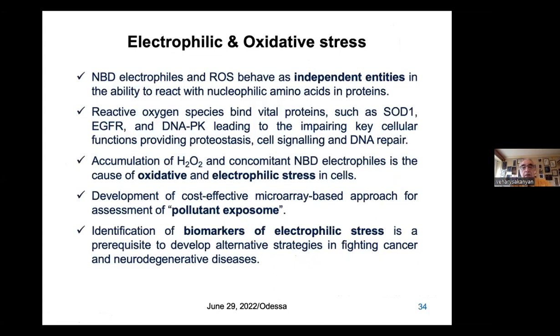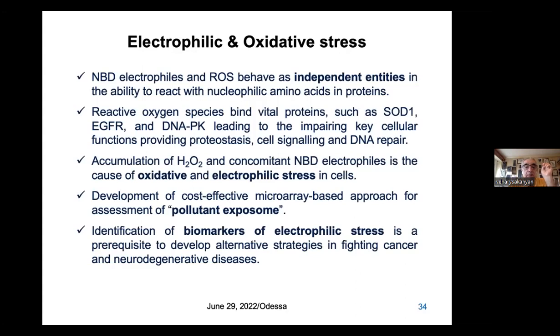The embodied electrophiles and reactive oxygen species behave as independent entities. These entities, the groups, are indeed different, and they have different recipients, proteins, or they compete for binding to the same proteins. Of course, the binding site for these compounds should be nucleophilic amino acids in the proteins.